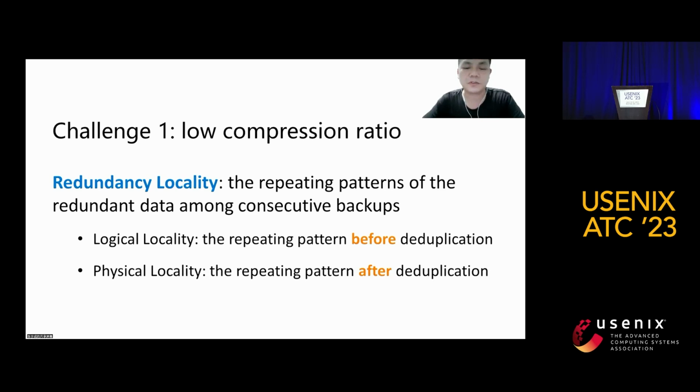Before discussing the first challenge, let's talk about redundancy locality. In backup workloads, redundancy locality refers to the repeating patterns of redundant data among consecutive backups. The pattern that exists before deduplication is known as logic locality, and it is preserved in the recipe and the sequence of consecutive data chunks before deduplication. After deduplication, the pattern is referred to as physical locality, and it is preserved in containers.